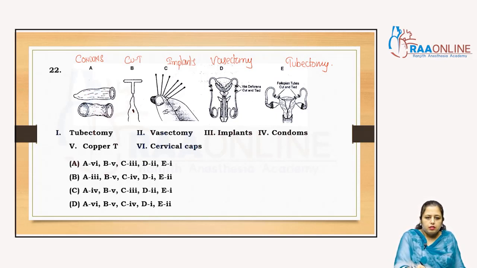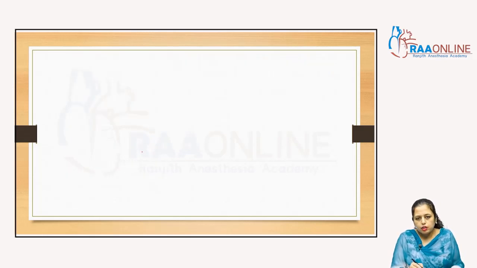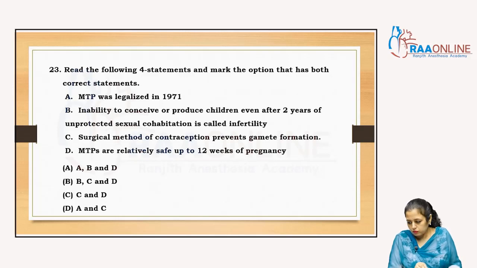So what will happen now? A, related to condoms, that is 4. A4 is present only in the C option, right? B5, C3, D vasectomy, that is 2, and E tubectomy, that is 1. So the answer is C. Now come to the next question.